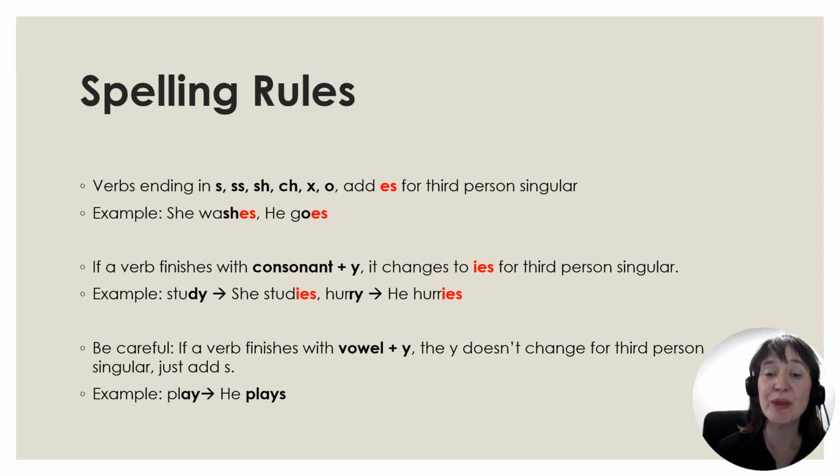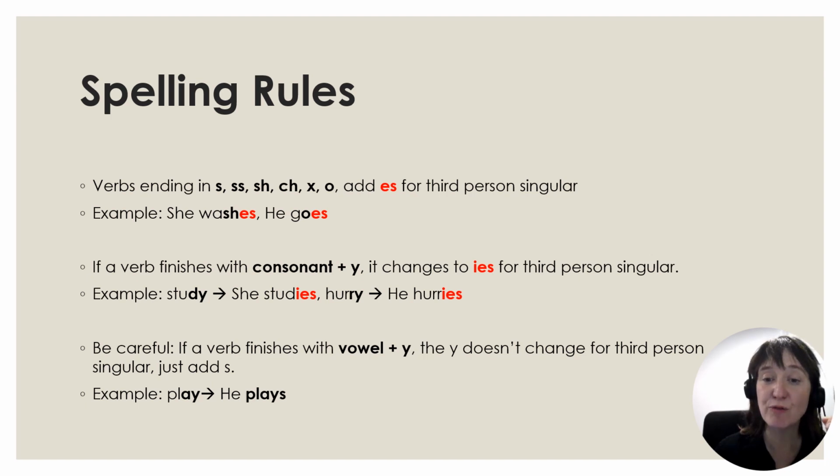If a verb finishes with a consonant and Y, it changes to IES for the third person singular. For example, study finishes DY. D is a consonant, so for the third person singular, we know that we should change the Y to IES. Another example is hurry, third person singular, he hurries.